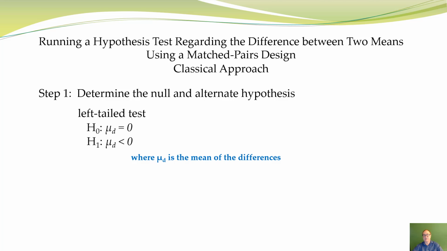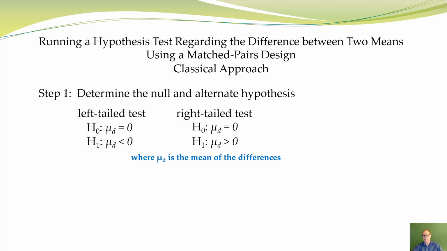In this case, the null hypothesis for a left-tailed test would be the mean of the differences is equal to 0. That means there is no difference. The alternate would be the mean difference is less than 0, which means the data from sample 1 was less than the data from sample 2, because if you take sample 1 minus sample 2, you would get a negative number. Now, right-tailed test.